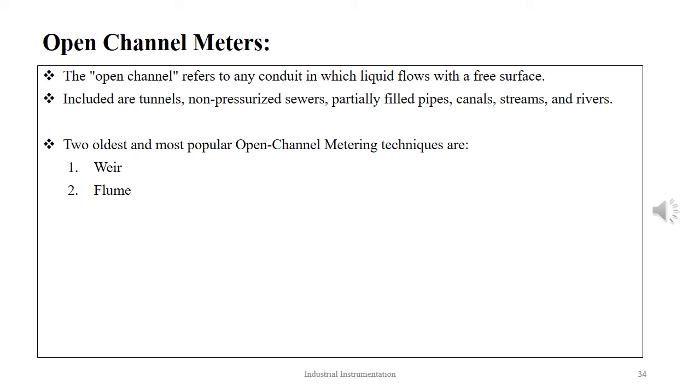These techniques presume that the instantaneous flow rate may be determined from a measurement of the water depth or head. The two oldest and most popular open channel metering techniques are the Weir and the Flume.